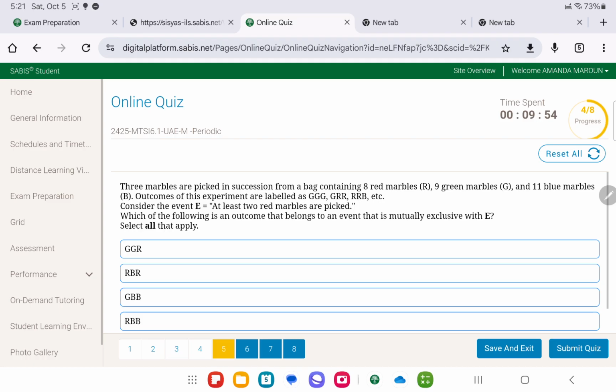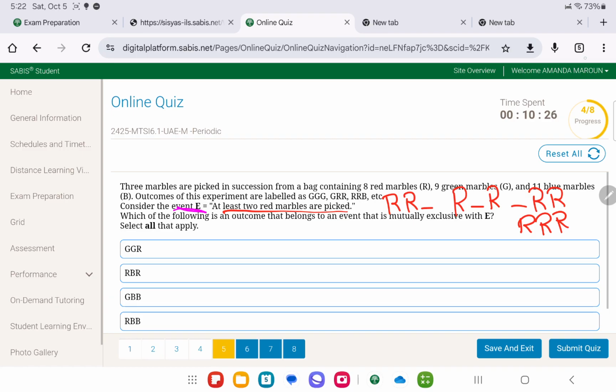Question number 5. 3 marbles are picked in succession from a bag containing 8 red marbles, 9 green marbles, and 11 blue marbles. Outcomes of this experiment are labeled as such. Consider the event E: at least 2 red marbles, meaning you can get either 2 red and 1 not red, or 1 red, 1 not red, 1 red, or 1 not red and 2 red, or you can get all of them red.